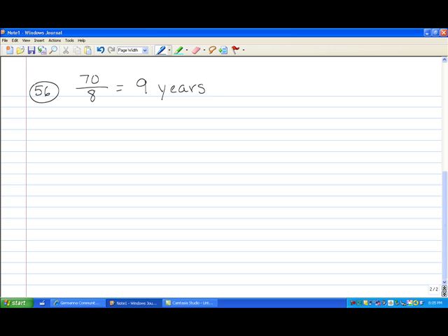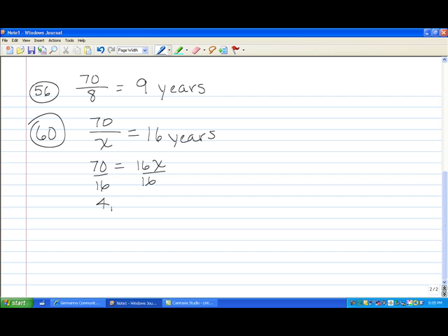Okay, and the next group, they reverse it. They're still using the same formula. Let's look at number 60. What they give us is the years. What we don't know is the inflation rate, so we'll call that X. If I multiply both sides by X, I get 70 equals 16X. Divide by 16. 70 divided by 16 is 4.375, so we'll round that to the nearest tenth of a percent, which would be 4.4%.